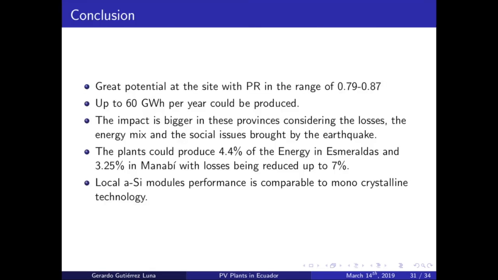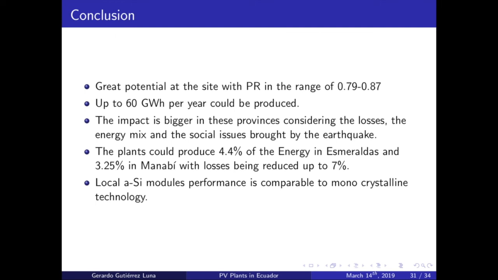For discussion and conclusions, there's great potential at this site with a PR in the range of 0.79 and 0.87. Up to 60 gigawatt hours per year could be produced. The impact of building the farms is bigger in these provinces, considering the high losses of the energy mix and the social issues brought by the earthquake. And the plants could produce 4.4% of the energy in Esmeraldas and 3.25% in Manabí, with losses being reduced up to 7%. Also, local amorphous silicon performance is comparable to monocrystalline technology.